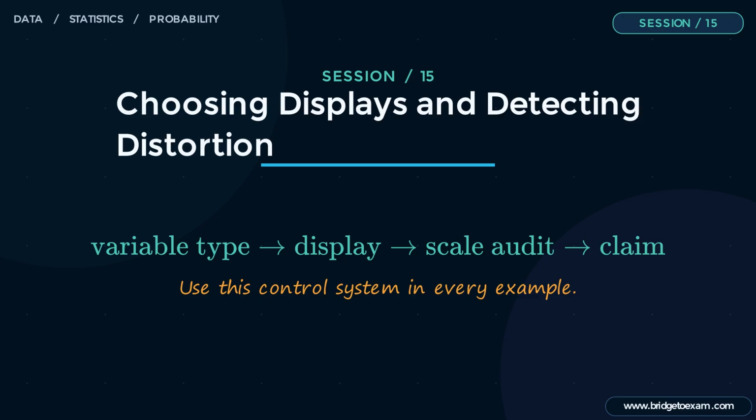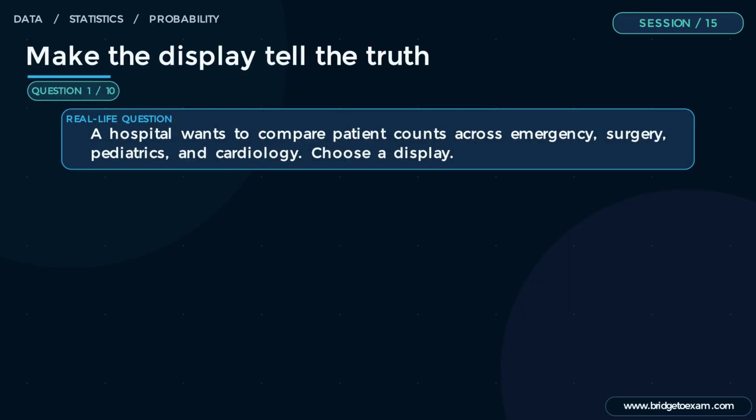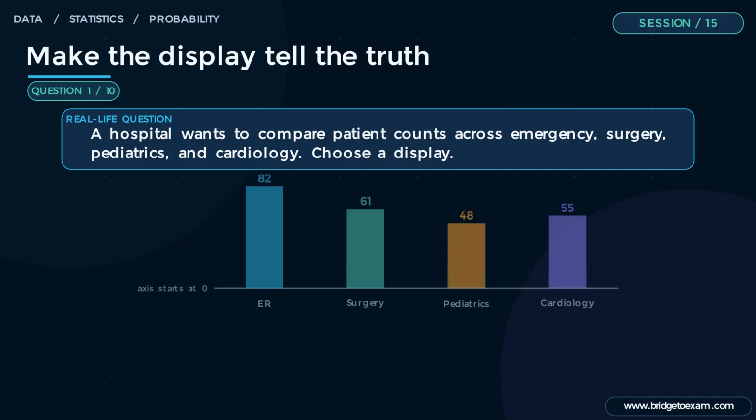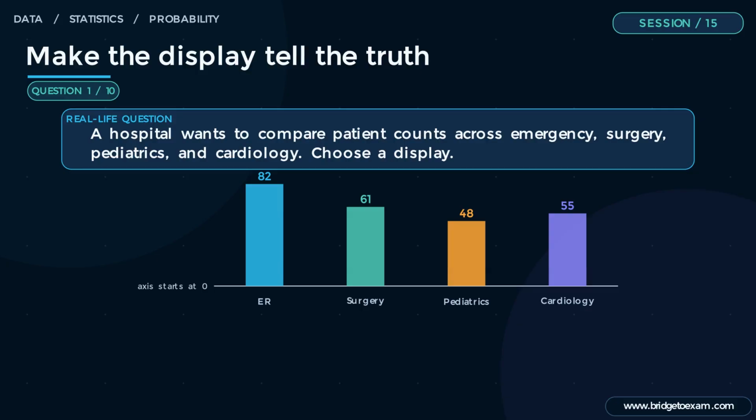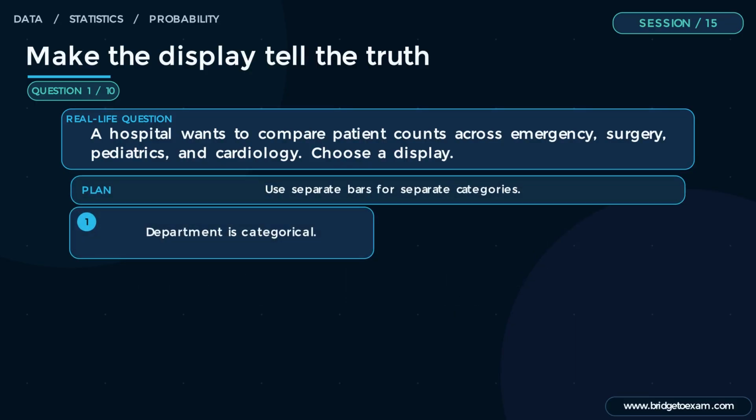visual impression. Example 1. A hospital wants to compare patient counts across emergency, surgery, pediatrics, and cardiology. Choose a display. The bars make category magnitudes visible on one common scale. Plan. Use separate bars for separate categories.